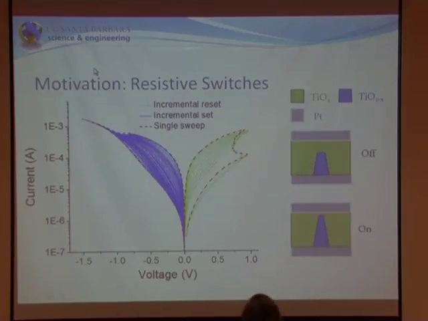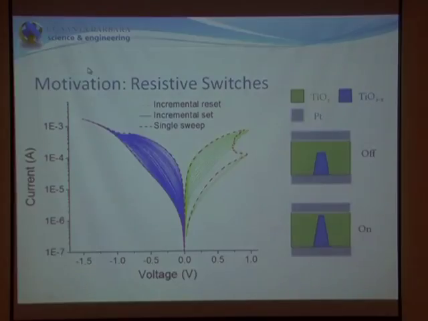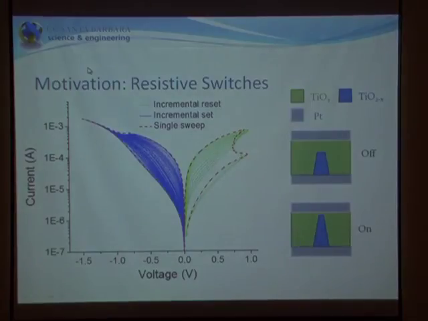There we go. So I think we've all seen these kinds of plots a million times or so, about how you have basically a filament of some reduced TiO2, whose shape can be modulated by the application of positive and negative voltages away from some interface, which controls the conductance of the entire resistive stack.